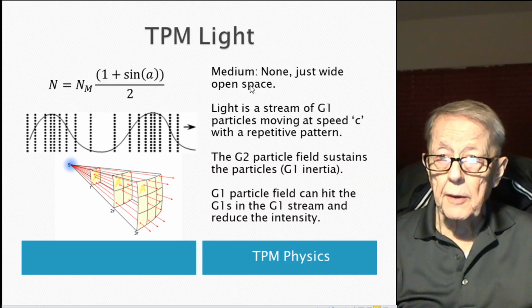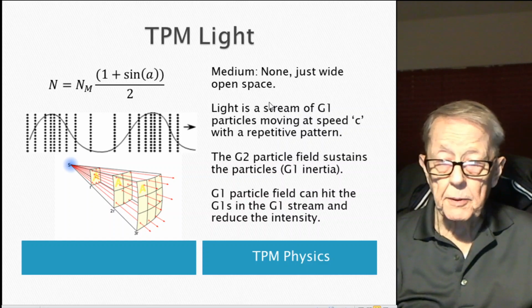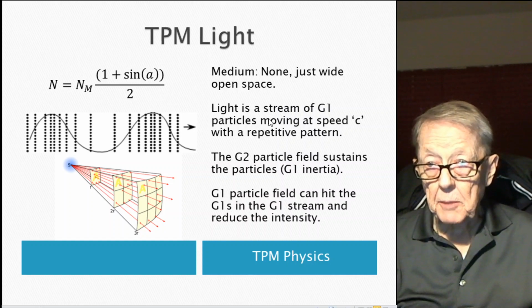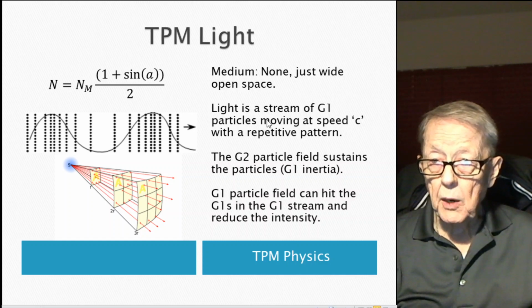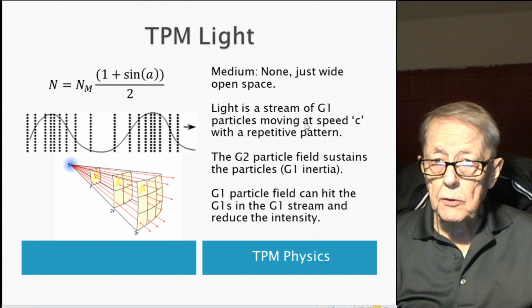In the particle model, for the medium, there is no medium. It's just wide open space. If you shrink yourself down to the size of a G1 particle and move through space, it's wide open. There are lots of G1 particles flying around as well, but in terms of the G1 particle, there's wide open space, and they just move in a straight line.